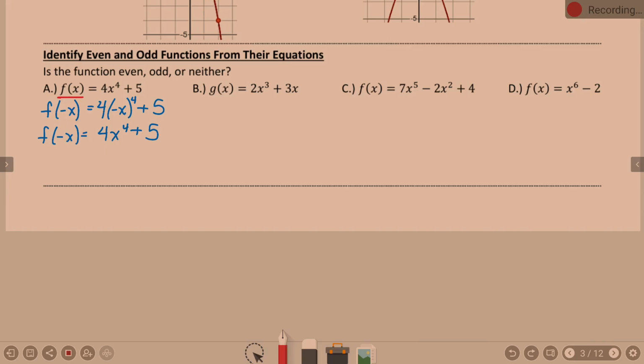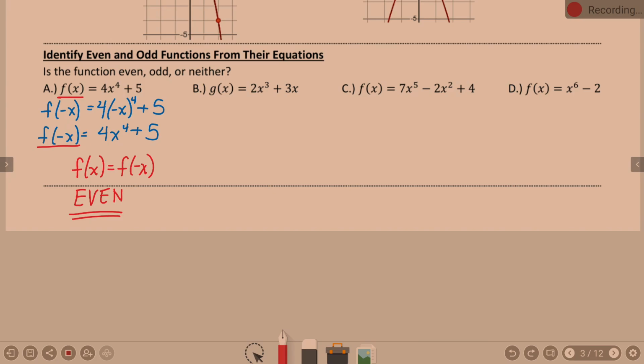F of x was 4x to the fourth plus 5. F of negative x is 4x to the fourth plus 5. If you look up above, if f of x equals f of negative x, which is the statement we just showed is true, then we know this is an example of an even graph.